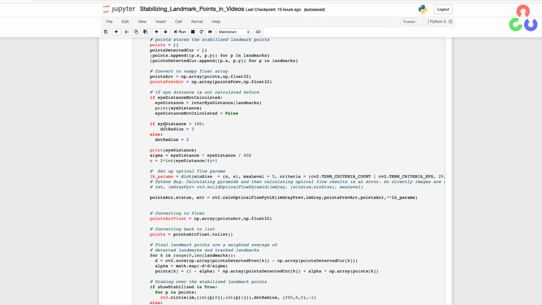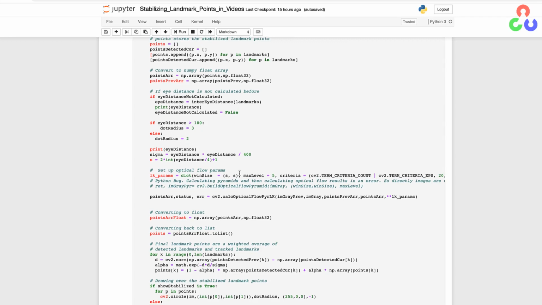For example, here we use the distance of the eyes to find the radius of the dot that we are going to display in our final display. The landmarks would be displayed using a dot. If the face is large, in that case, the size of the dot would be large. Otherwise, the size of the dot would be small.